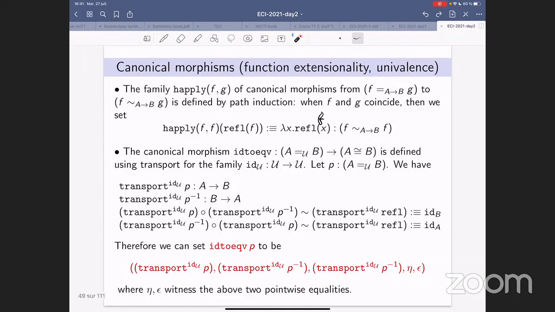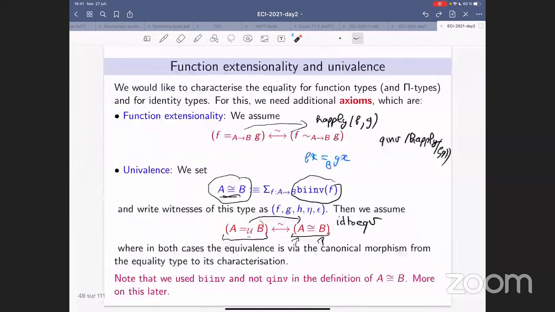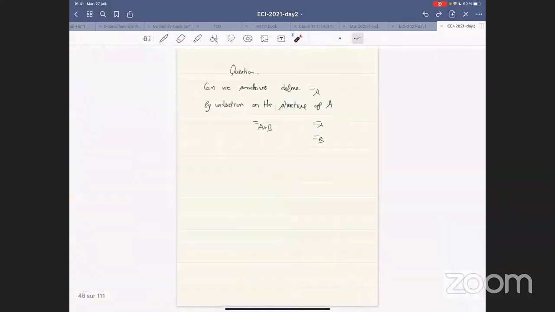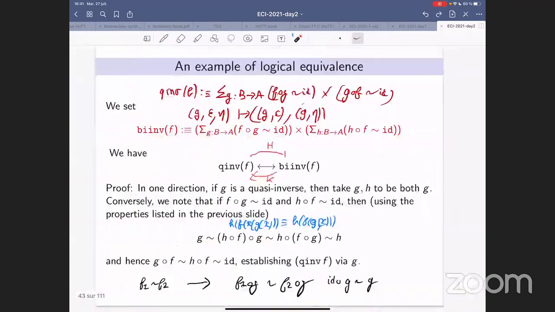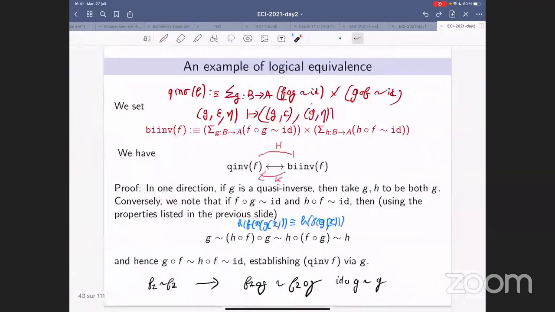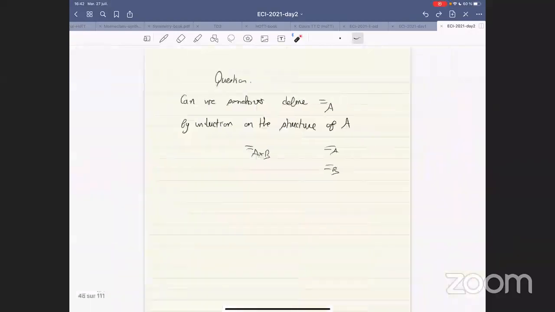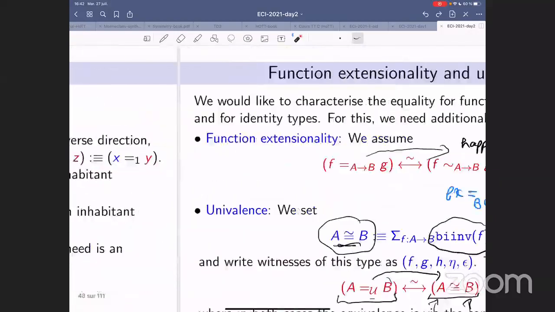So remember that in B-inv, so maybe I should go back to B-inv. Yes, here. B-inv is a set of 1, 2, 3, 4 components. And you have a fifth component, which is the F. Okay, so we need to produce all this material.